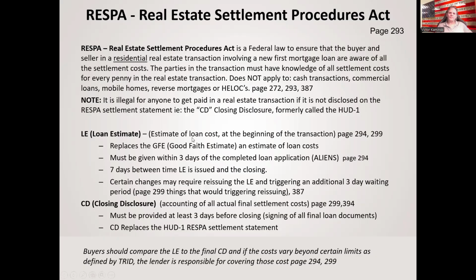Here we go. The loan estimate is an estimate of the closing costs at the beginning of the transaction. It replaces the good faith estimate. It must be given within 3 days of the completed loan application, and 7 days between the time the loan estimate is issued and the closing. Certain changes may require reissuing the loan estimate and triggering an additional 3-day waiting period. The CD, the closing disclosure, accounts for all the actual final closing costs, as opposed to the loan estimate at the beginning, where they're just estimating what the closing costs are going to be.